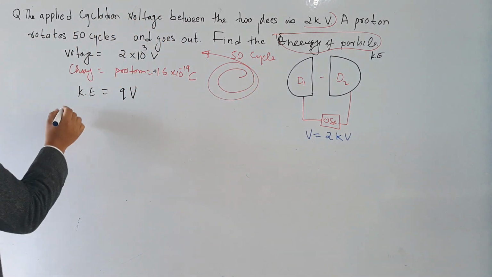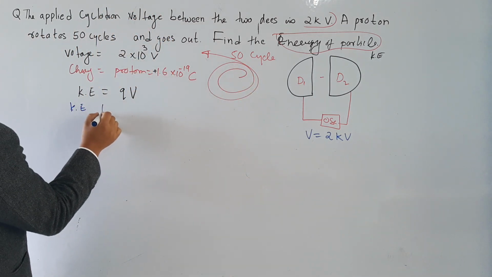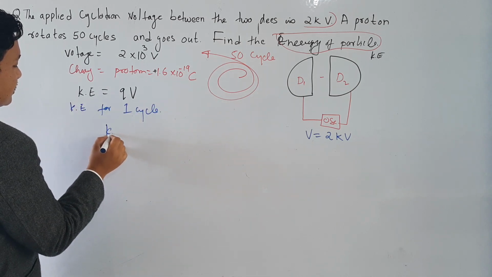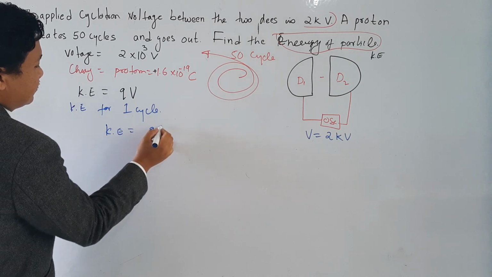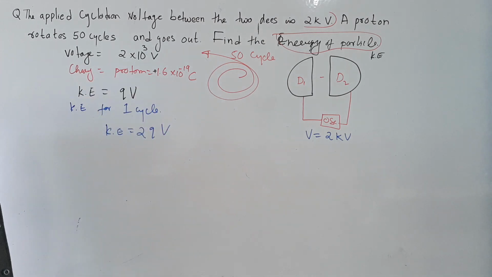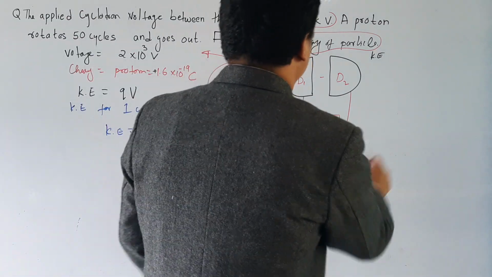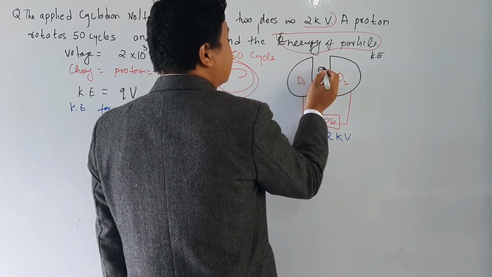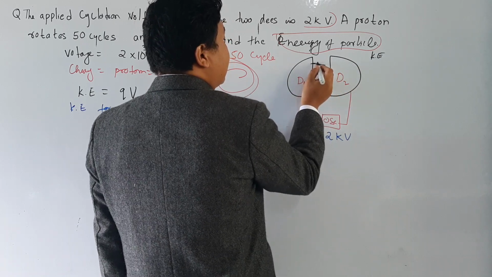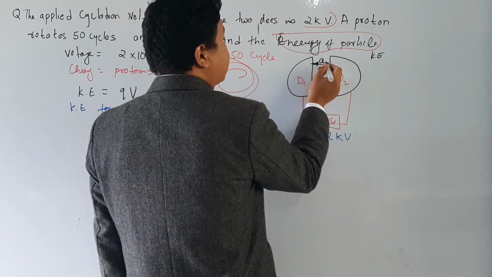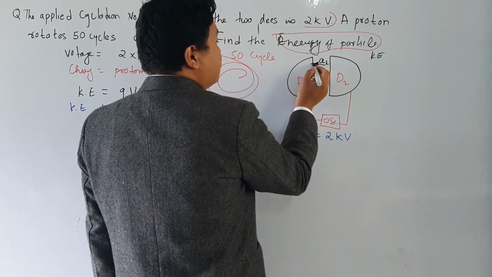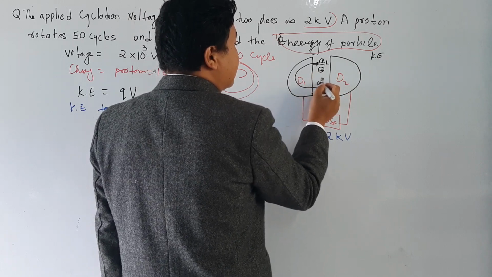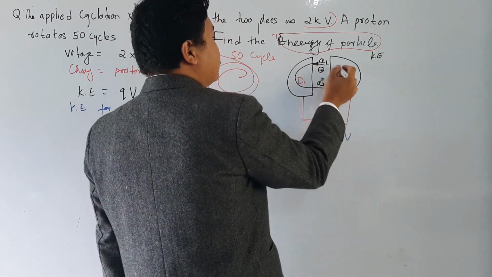So the kinetic energy for one cycle is equal to QV, and you have to write 2. Why 2? It is because there is a positive charge. Let me have this positive charge going in this direction, and there is an acceleration A1. It will make a round, and from here it will go in this direction, and there is an acceleration A2, and it will make one cycle.